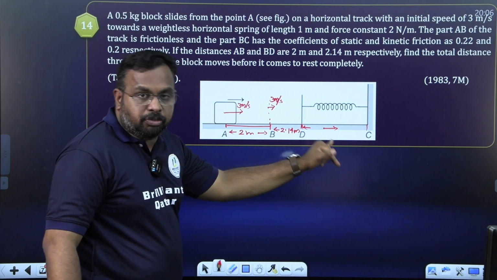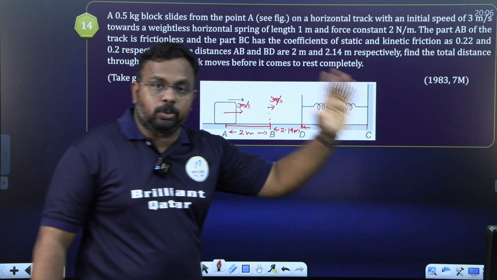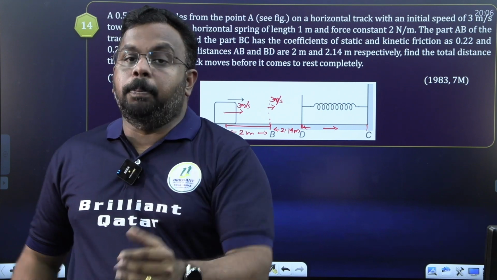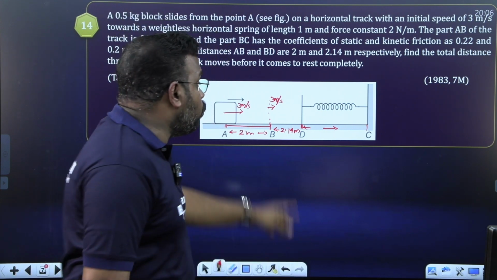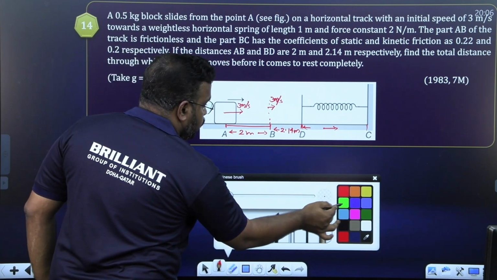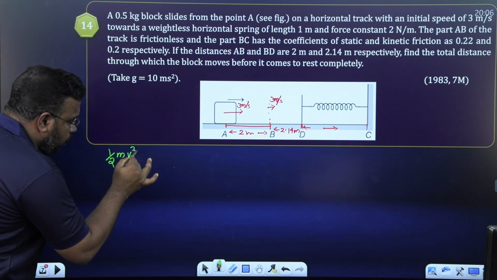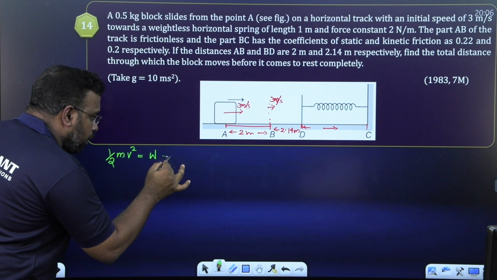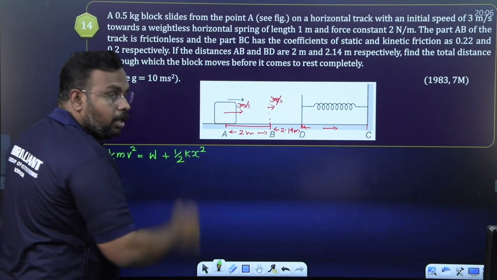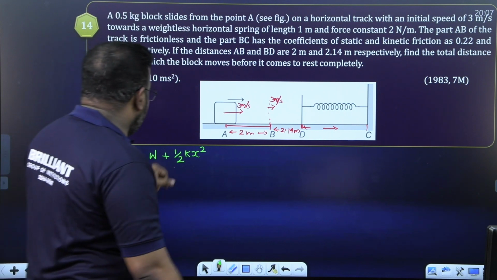Here onwards, there is friction. So you can use the previous question concept, same idea. The energy of the spring, half kx square, plus the work done against the friction will be equal to the initial kinetic energy. Initial kinetic energy, half mv square, will be equal to work done W plus half kx square, where x is the compression.